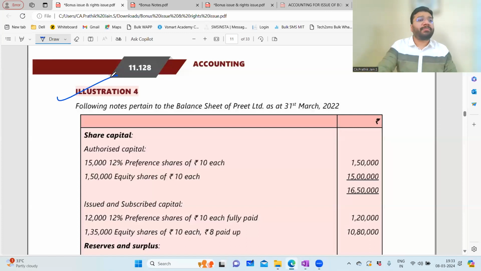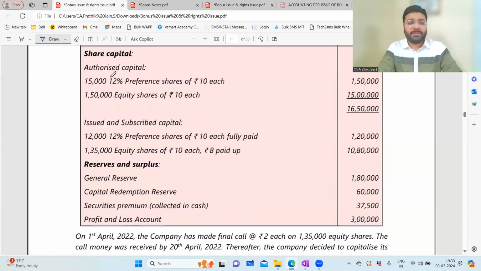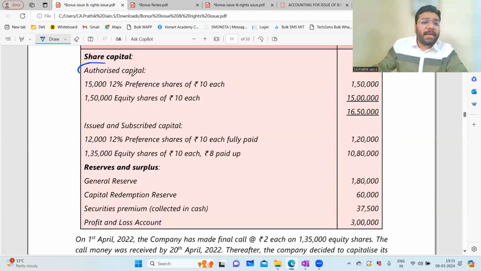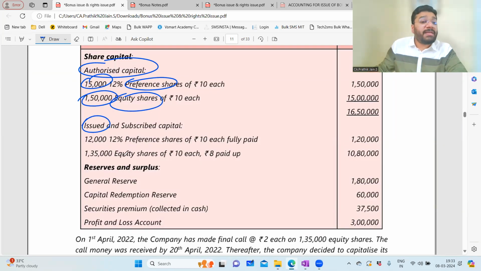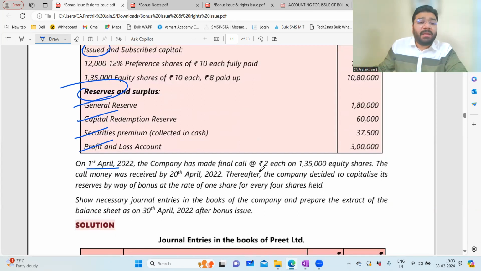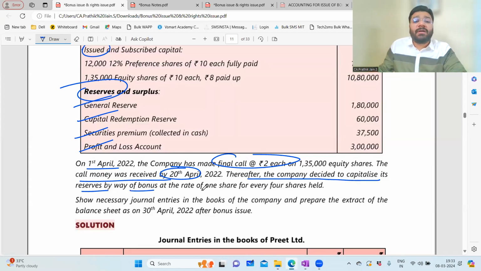Illustration 4, same question but different numbers. Authorized capital is given, 15,000 preference shares, 150 equity shares, issued is given, reserves are given: GR, CRR, SPR, P&L. The question says on 1st April, final call of 2 rupees was made. The call money was received on 20th April. Thereafter, the company decided to capitalize the reserve by way of bonus, 1 share for every 4 shares held, 1:4. Same question like the previous one. Show necessary journal entries and prepare the extract of balance sheet.